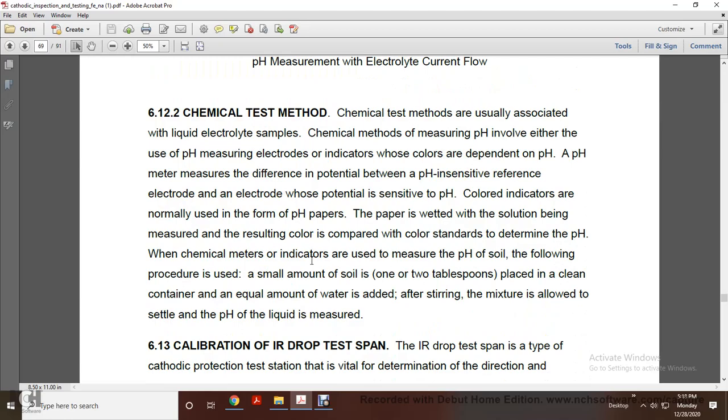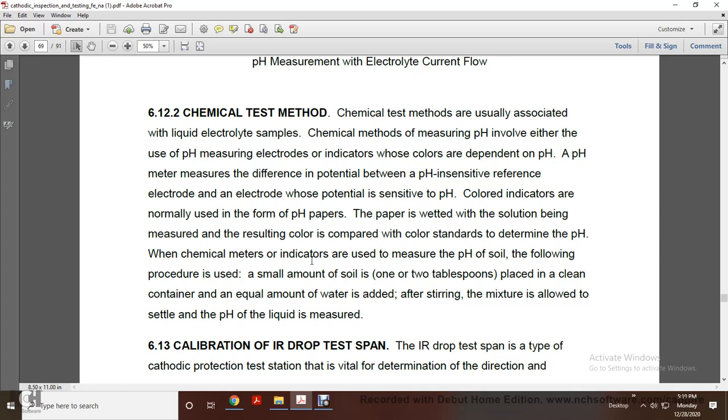6.12.2 Chemical test method. The chemical test method is usually associated with liquid electrolyte. The chemical method of measuring pH involves either the use of a pH measuring electrode, or color indicators that change color depending on the pH, measuring the difference in potential between a pH sensitive electrode and a reference electrode whose potential is not sensitive to pH. The color indicators are normally used to form pH papers. The paper is wetted with the solution being measured, and the resulting color is compared with a color standard to determine the pH.